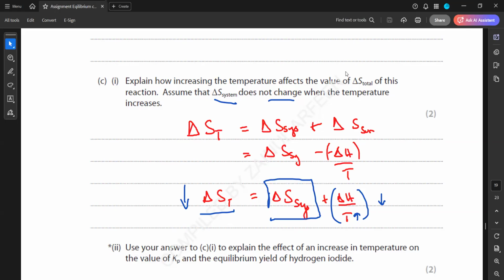Is it clear? How the total entropy changes for this reaction? Anyone having a doubt or a question?